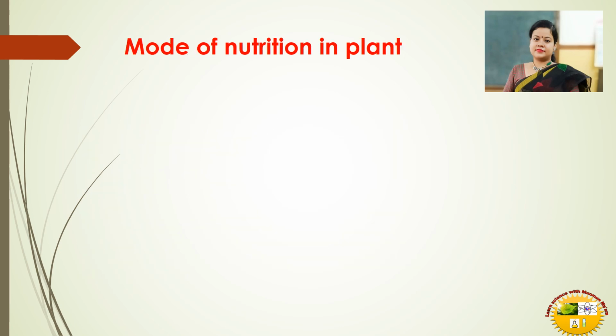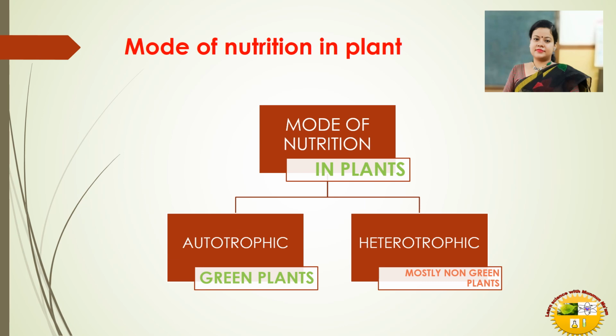Now here in this chapter we are going to learn about nutrition in plant. So what are the modes of nutrition in plant? There are two modes of nutrition in plant. One is autotrophic mode of nutrition, another is heterotrophic mode of nutrition. Autotrophic mode of nutrition is shown by the green plants, whereas heterotrophic mode of nutrition is shown mostly by non-green plants. Some green plants also undergo heterotrophic mode of nutrition. We will discuss that in our next video.